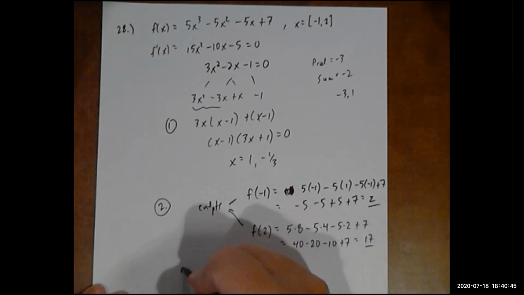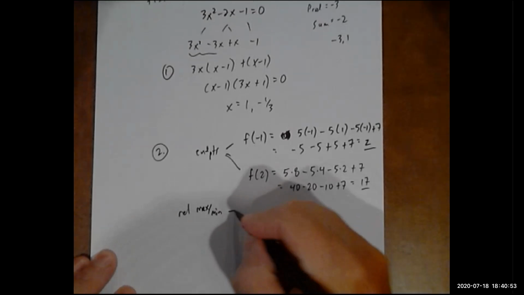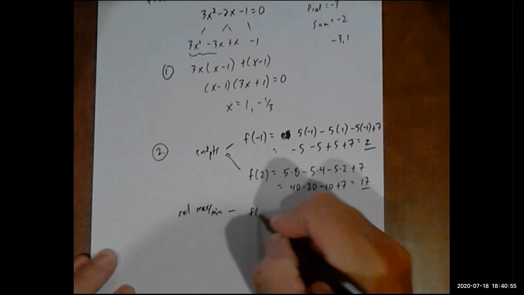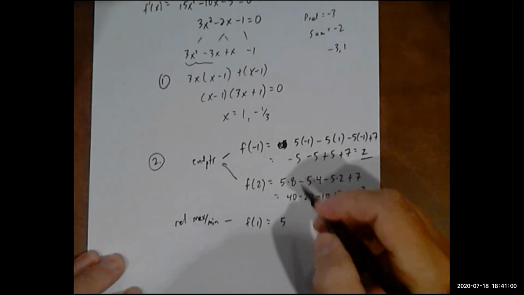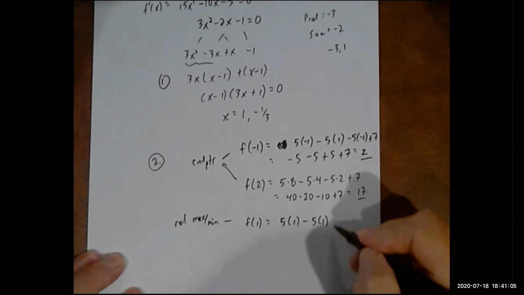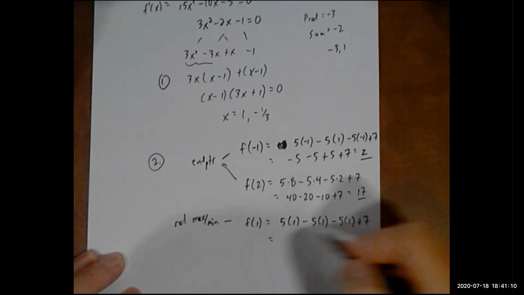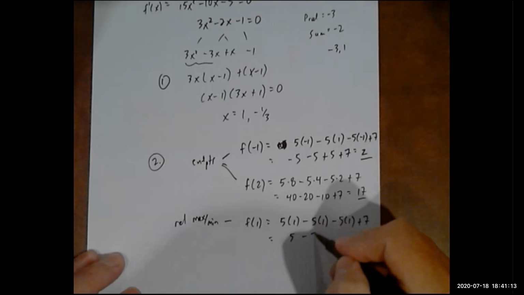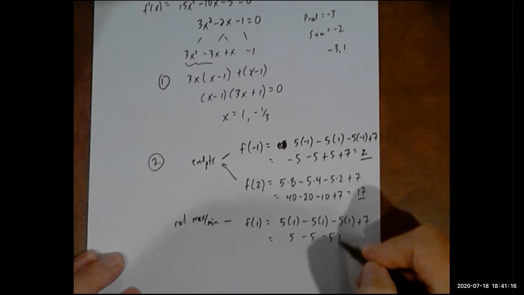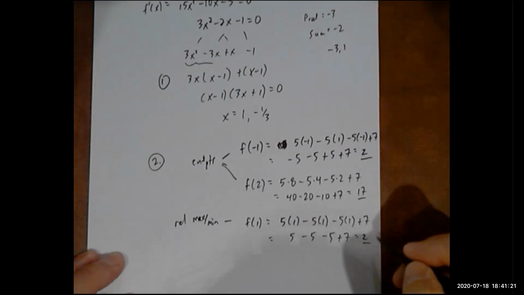Now I have to go and check my relative max and mins. So the first one I'll do is f of 1. 5 times 1 cubed is 5, minus 5 times 1 squared is 5, minus 5 times 1 plus 7. 5 minus 5 minus 5 plus 7 is 2.